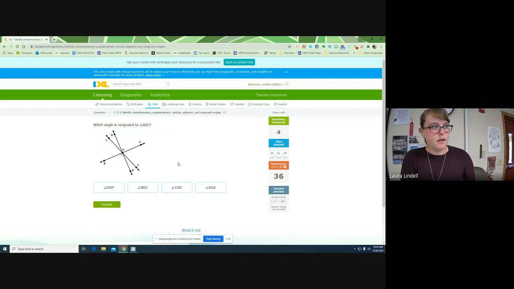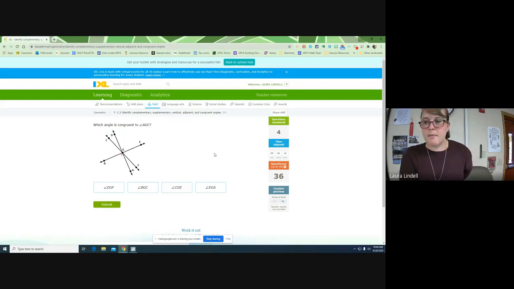Okay. We'll do one more here together. Which angle is congruent to angle AGC? So here's AGC. That's a big angle right here. If we're looking for an angle that's congruent, typically we're looking for vertical angles, because that's the only relationship we have where the angles would be the same, equal to each other. So for AGC, we're looking for something that's vertical to that. So it's going to be on the other side here.